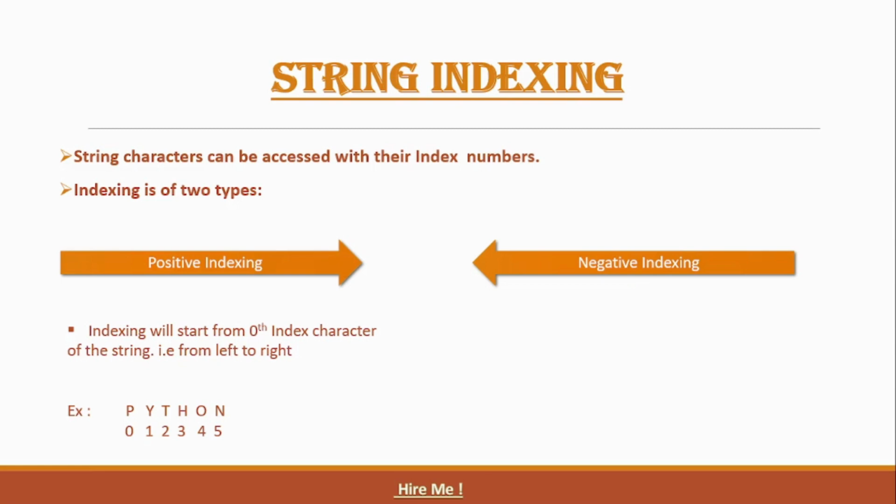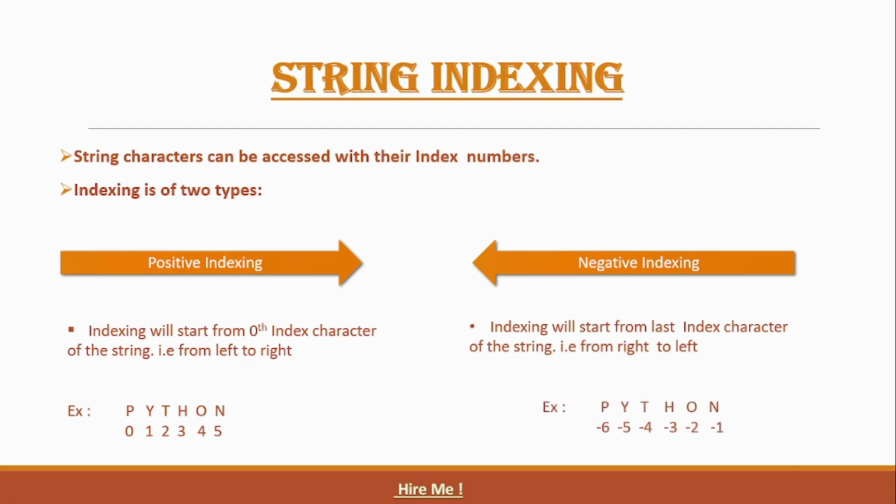Now let's see how negative indexing is different from positive indexing. As we have just seen, positive indexing starts from left to right. Negative indexing will work in the opposite manner. That is, it will start from right to left of the string, which means it will start from the last character of the string to the first character of the string. Let's understand in terms of an example.